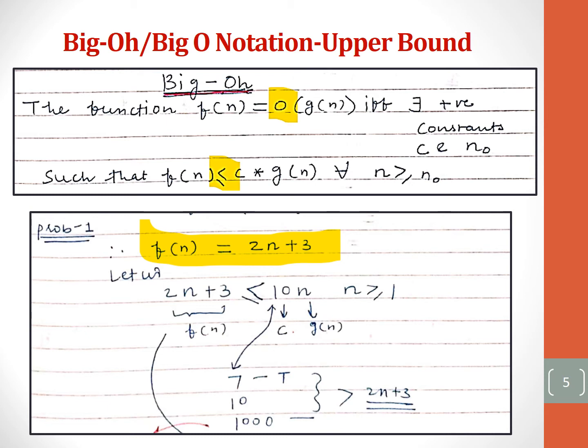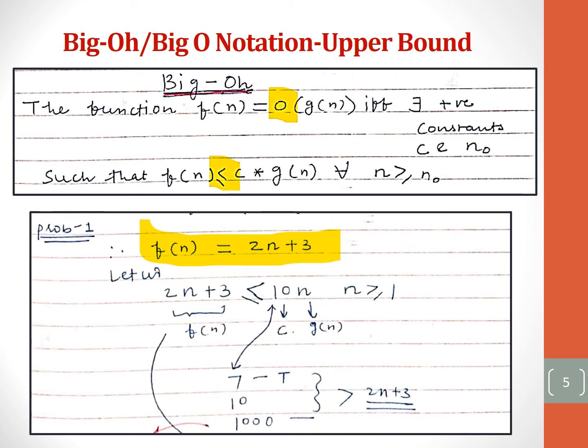Put the value of n as just 1. So you will get 2 into 1, 2 plus 3, it will be 5. On the right hand side it will be 10 into 1, 10. So from this we can identify that this equation is right. That means in this case the left hand side is f of n, the value 10 is c, and this n is g of n. Now even this 10 can be replaced with any other greater value. So it can be 7 also.